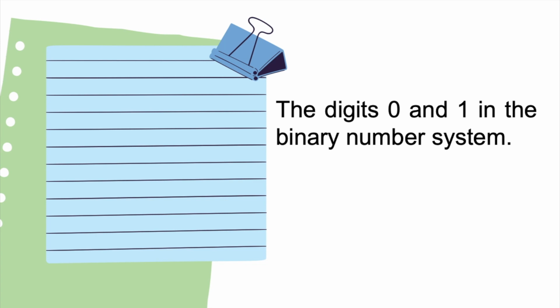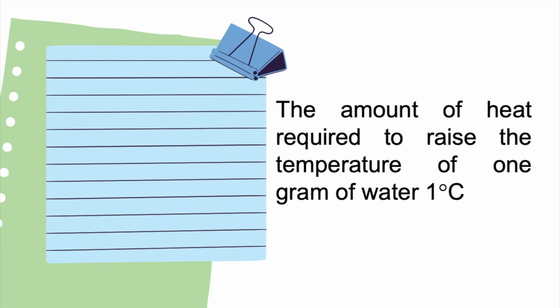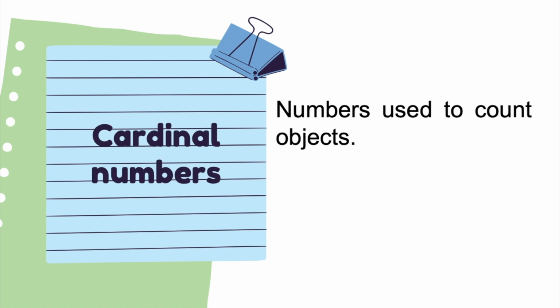The digits 0 and 1 in the binary number system. Bit. The recorded current value of an asset. Book value. The amount of heat required to raise the temperature of 1 gram of water 1 degree Celsius. Calorie. Numbers used to count objects. Cardinal numbers.